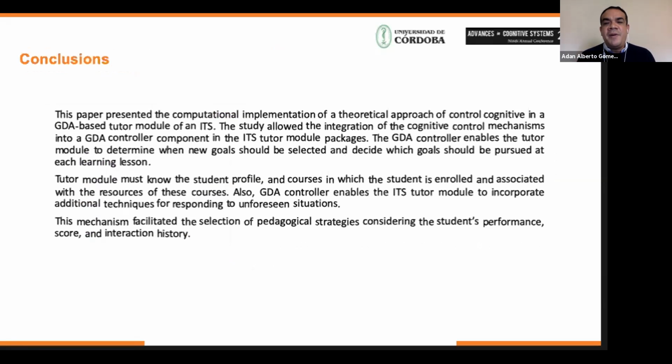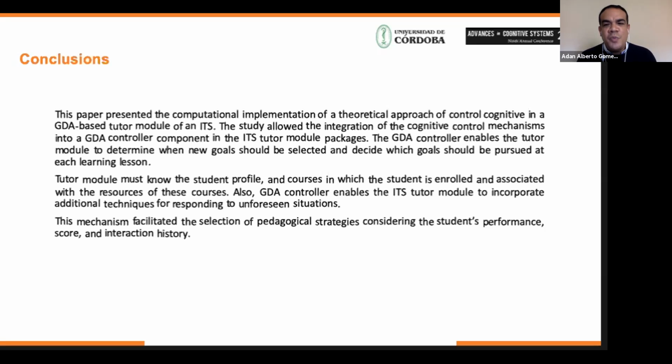In conclusion, this paper presented the computational implementation of a theoretical approach of cognitive control and a GDA-based tutor model of an ITS. The study allowed the integration of the cognitive control mechanisms into a GDA controller component in the ITS tutor model packages. The GDA controller enables the tutor model to determine when new goals should be selected and to decide which goals should be pursued at each learning lesson.